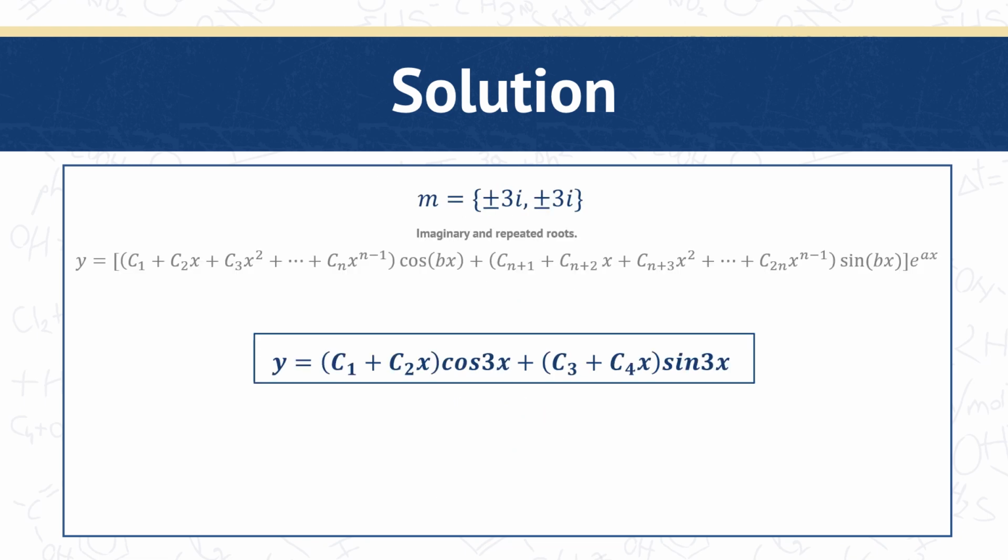Our roots for this problem are imaginary and repeated, so they have to take on this form of the general solution. So our final answer will then be the quantity c sub 1 plus c sub 2x times cosine 3x plus the quantity c sub 3 plus c sub 4x times sine 3x. So that is our last problem for this video tutorial.